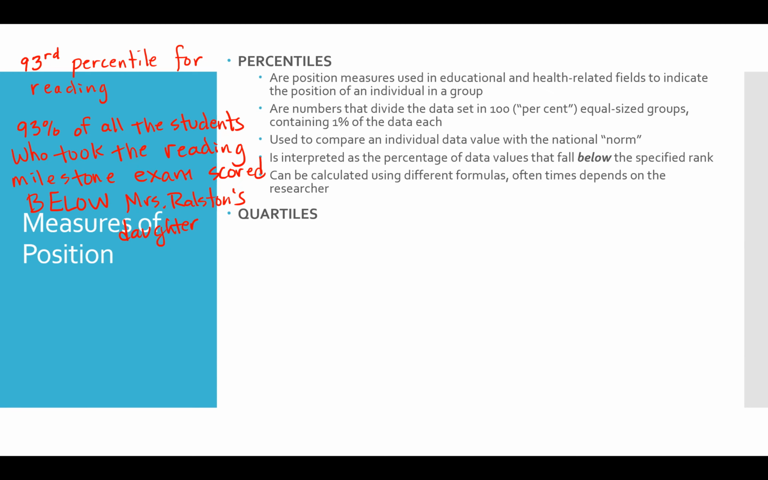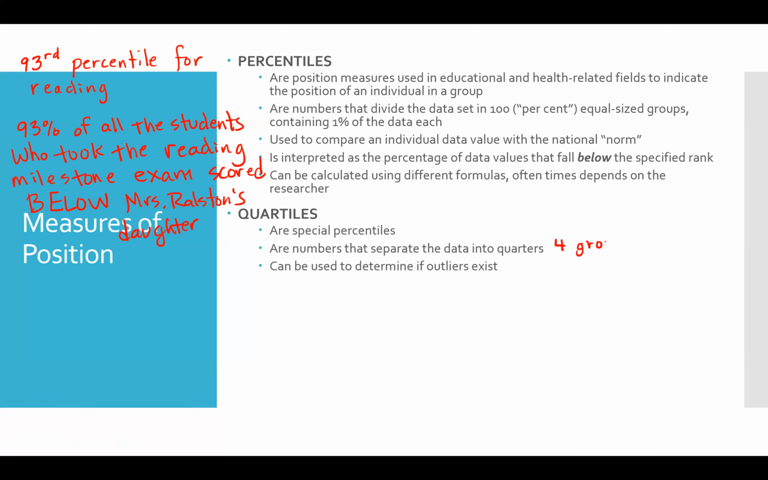What we do calculate are called quartiles. Quartiles are a special type of percentiles that divide the data set into quarters, or into 4 groups, where each group contains 25%. Okay, so with quartiles, you have 4 groups at 25% each.